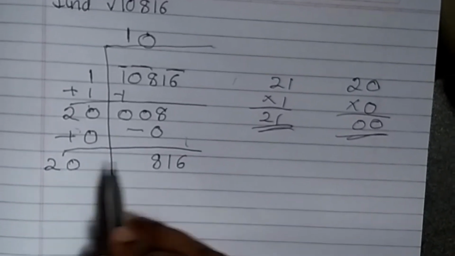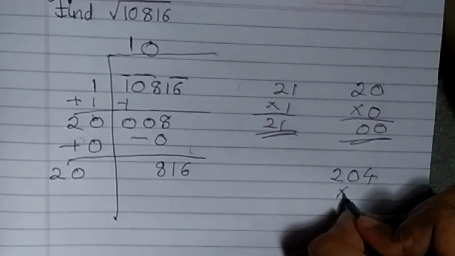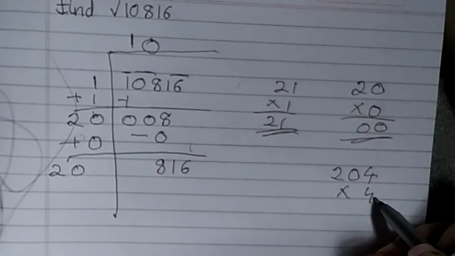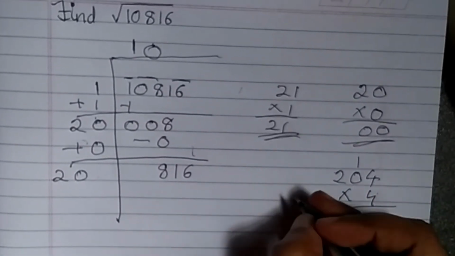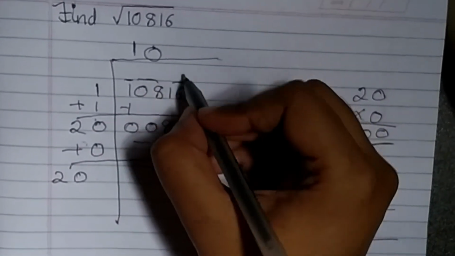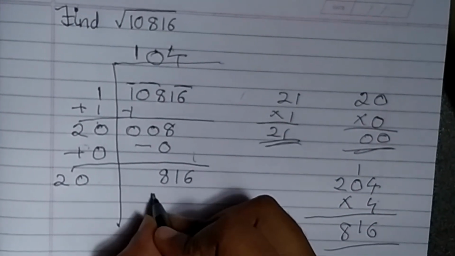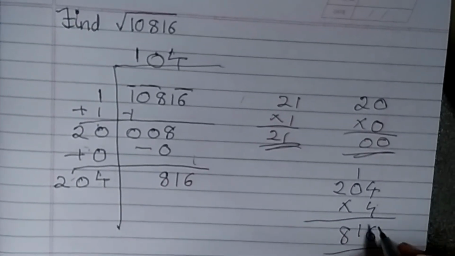So what will we do? Here we have 204, so 204 into 4. Here we take 4 and multiply it by 4, the same number. See, we have got 816. So what number have we taken? 4. That number we will write here.